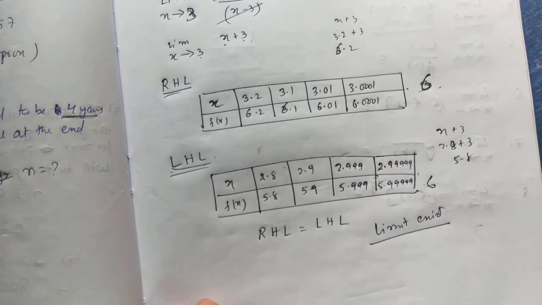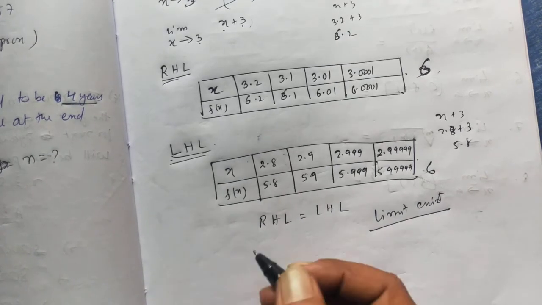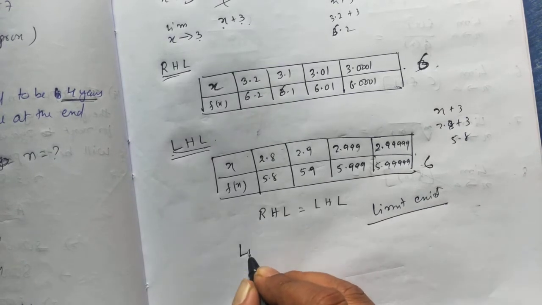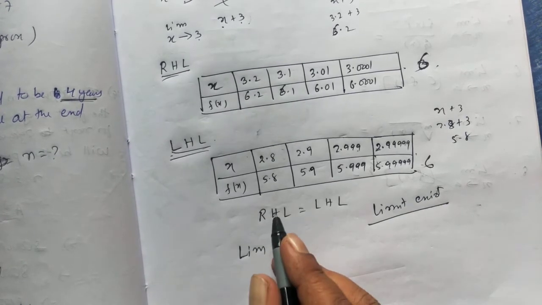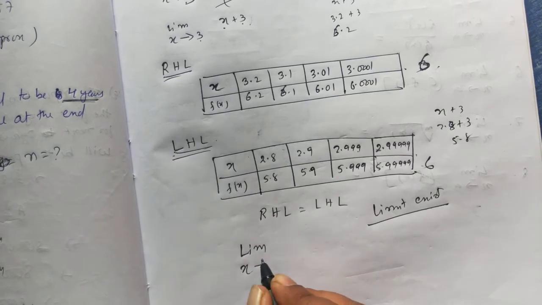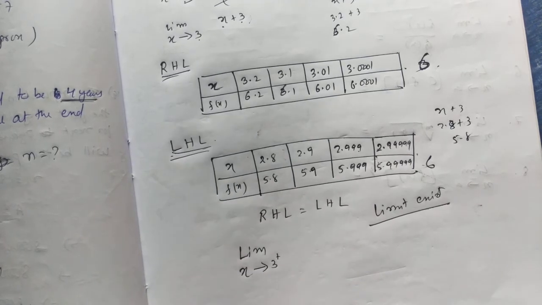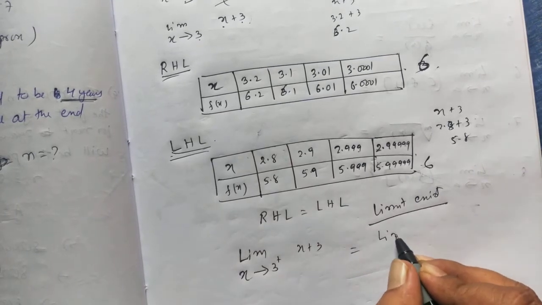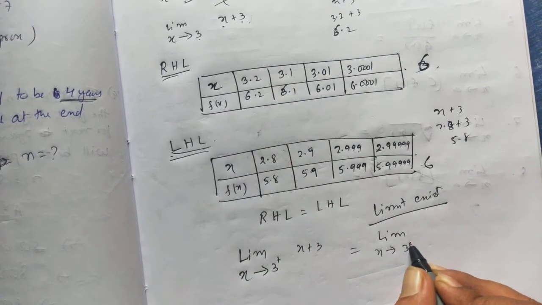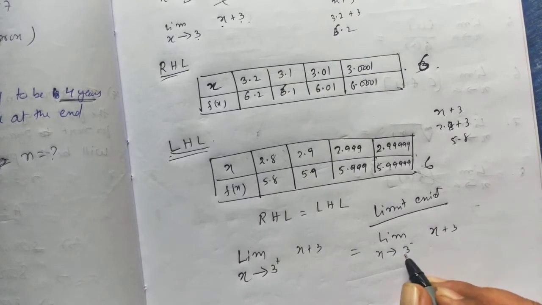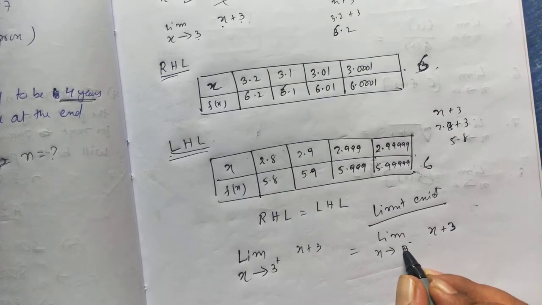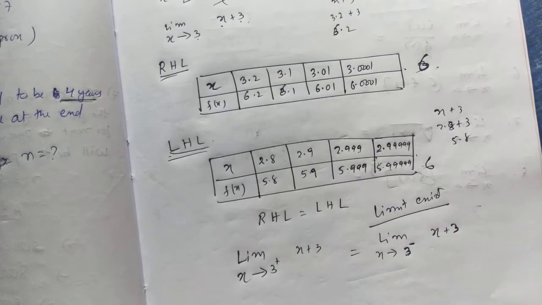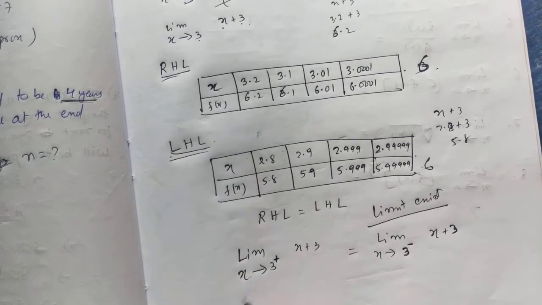Now while doing the limit, in some of the questions, for right hand limit we take limit x tends to 3 positive, x plus 3, and for left hand limit we take limit x tends to 3 negative, x plus 3. It doesn't mean this is minus 3, it means left hand limit. This symbol implies left hand limit, this symbol implies right hand limit.